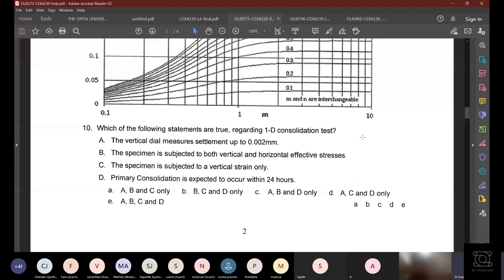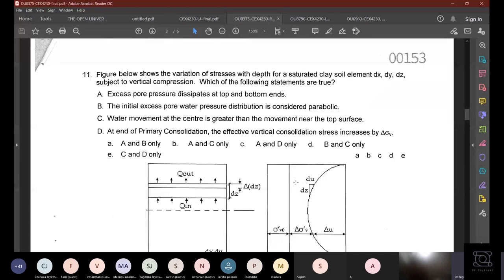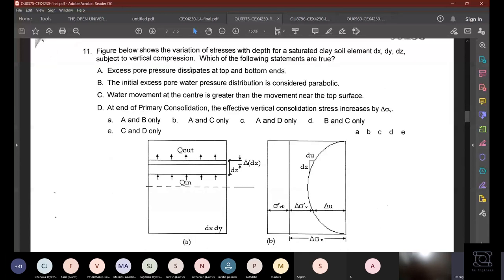So question number 11 is based on the figure below, which shows the variation of stresses with depth for a saturated clay soil element dx dy dz subject to a vertical compression. Which of the following statements are true? Excess pore pressure dissipates at the top and bottom ends. Right, so that is correct. That is what we do there. The initial excess pore water pressure distribution is considered parabolic. Yes, that is considered parabolic.